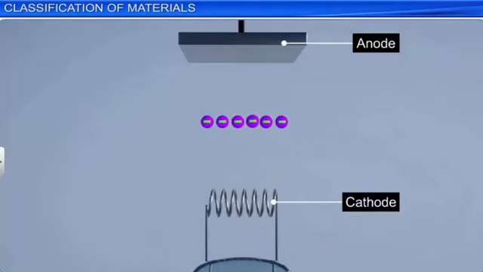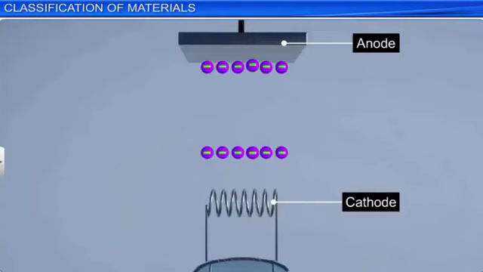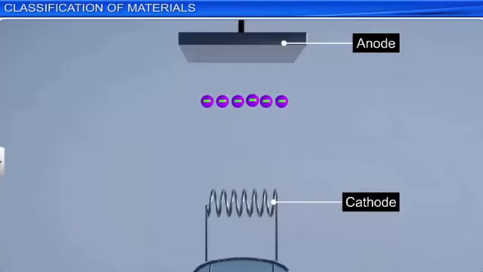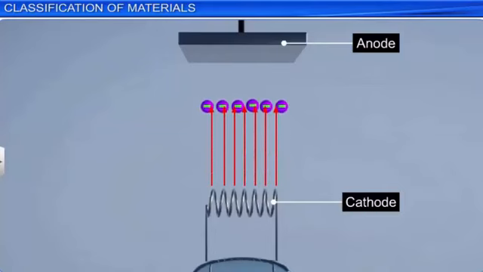Vacuum tubes are also referred to as valves, as in these devices the flow of the electrons is only in one direction, that is, from cathode to anode. As such, they are useful for receiving radio signals.